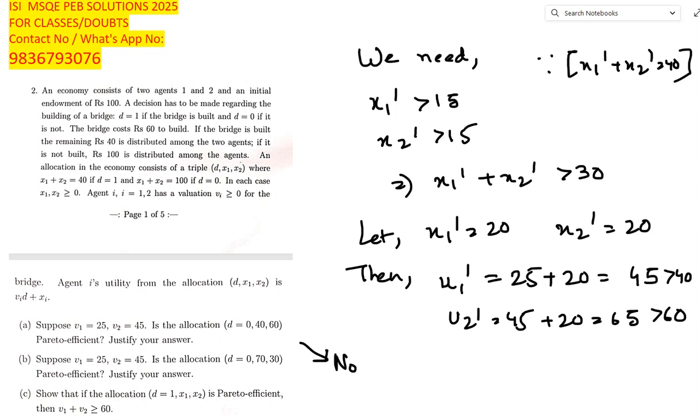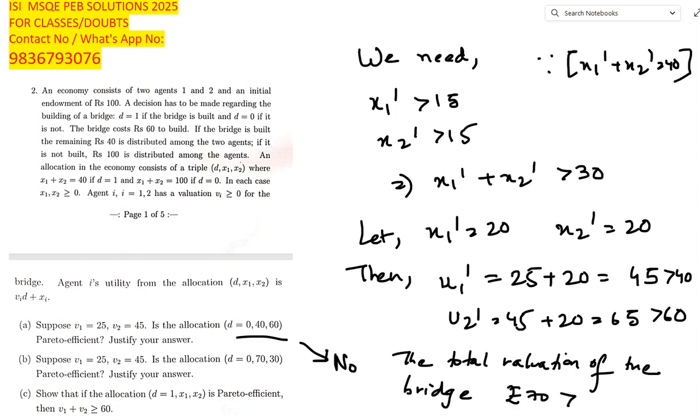The allocation D equal to 0 is not Pareto efficient, since the total valuation of the bridge, rupees 70, exceeds the cost, rupees 60. Building the bridge and redistributing the remaining rupees 40 can make both agents strictly better off, which constitutes a Pareto improvement. Okay, so this is your first answer.